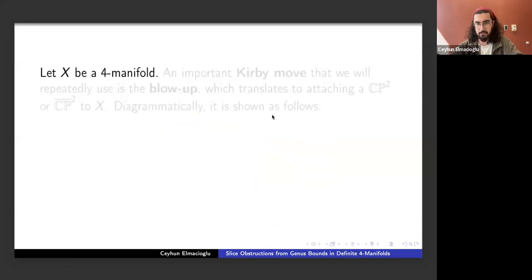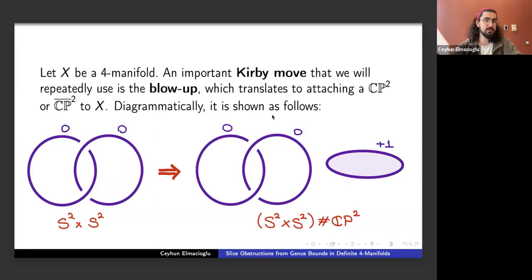Okay, so if X is a four manifold, then the first Kirby move is called the blow-up, which is basically just attaching a CP2 or CP2 bar to our four manifold. So if our X is S2 cross S2, then we have the diagram of S2 cross S2 in the Kirby diagram, we just add the Kirby diagram of CP2 next to it, like they're not linked in any way. And then that translates to connect summing or attaching a CP2, or if you change +1 to -1 in the picture on the right, then that would be a CP2 bar.